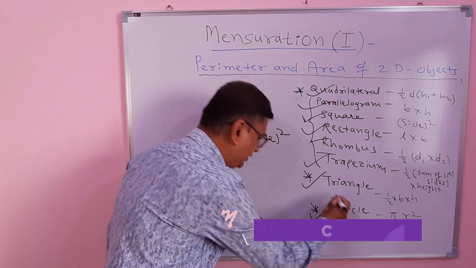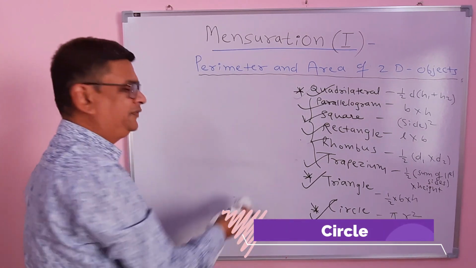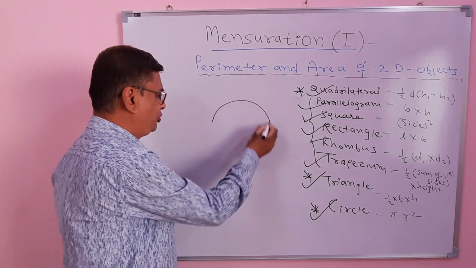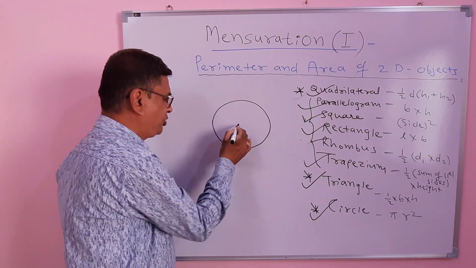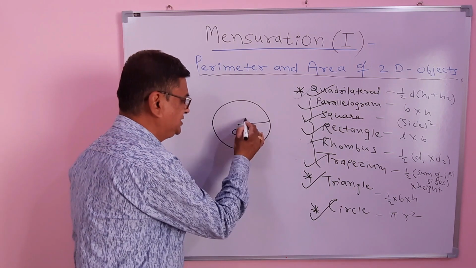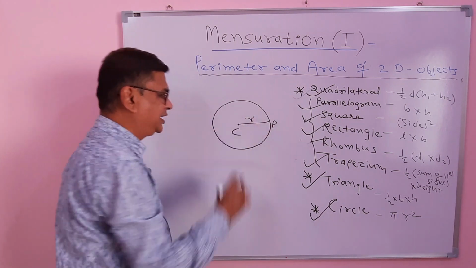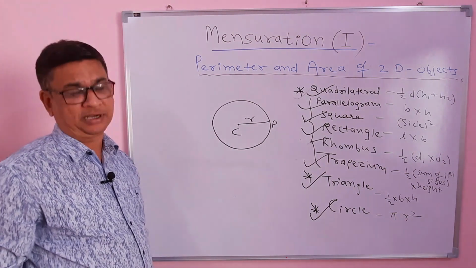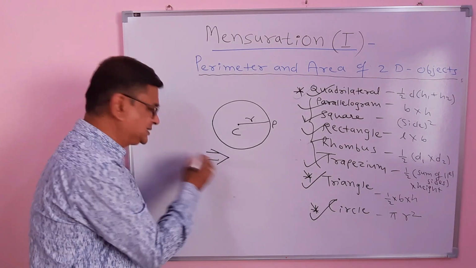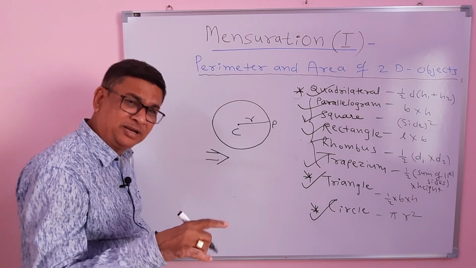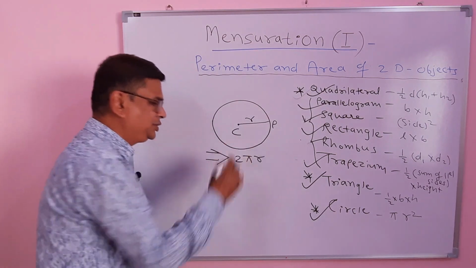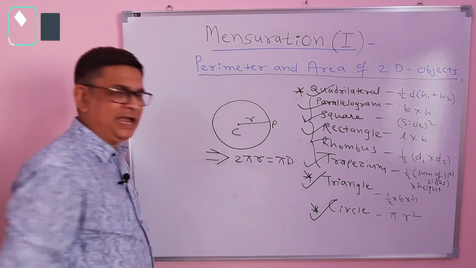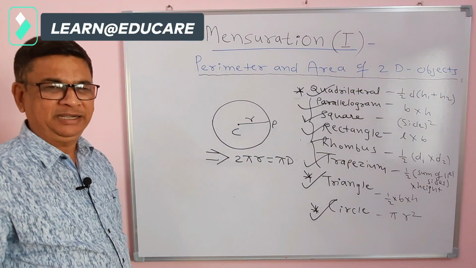Now we turn toward the circle. A circle is a locus, a set of points such that the distance of all those points from a fixed point is constant. That fixed point is called the center and the fixed distance is known as the radius. In the diagram, C is the center of the circle, R is its radius, and P is any point on the circle. Its perimeter is the circumference, given by 2 pi r, or pi into diameter, as the diameter is double the radius.